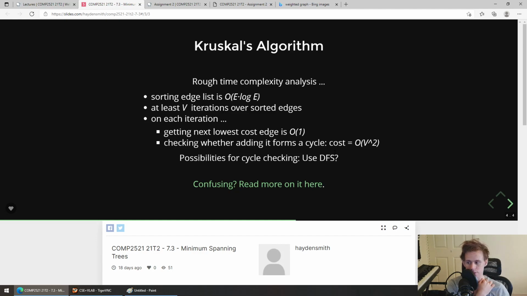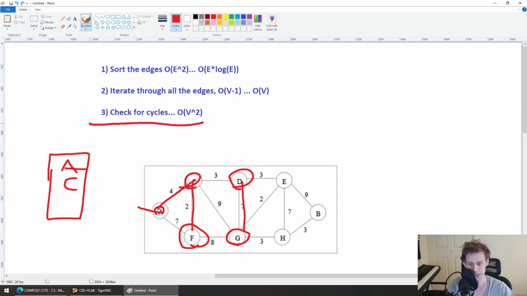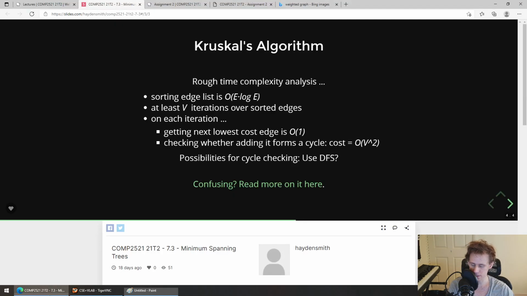No, because in this case, with Kruskal, technically these two could already be connected. So if you add something here, it's already in the MST, but you don't know if it has a cycle or not. So you would have to actually search it for the cycle. But if we assume for a second that checking for cycles is V squared, that iterating through all the edges is O(V), and that sorting the edges is E log E, what you end up with as the general complexity of this is something like E log E.